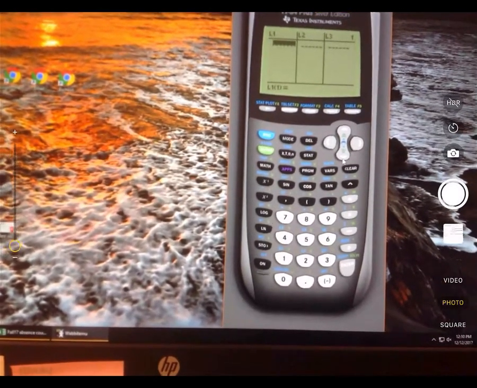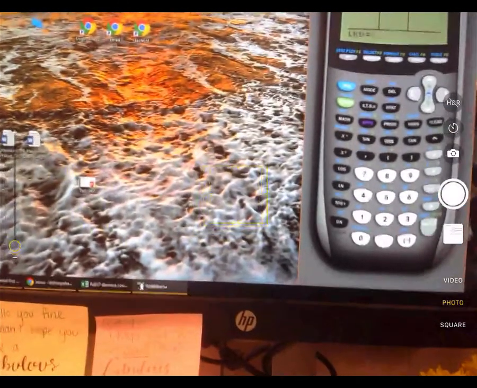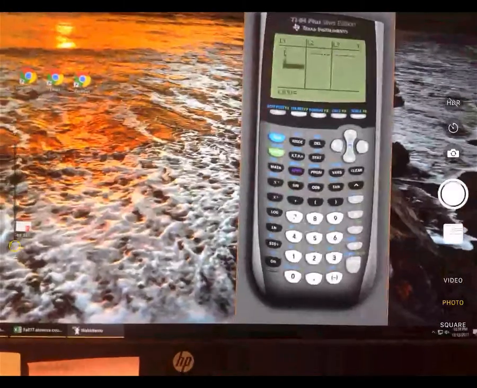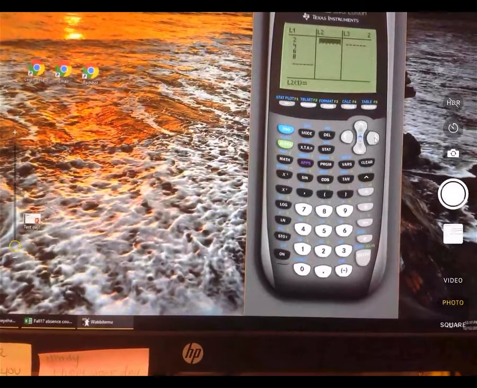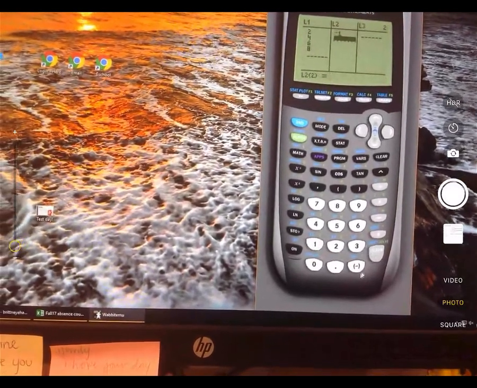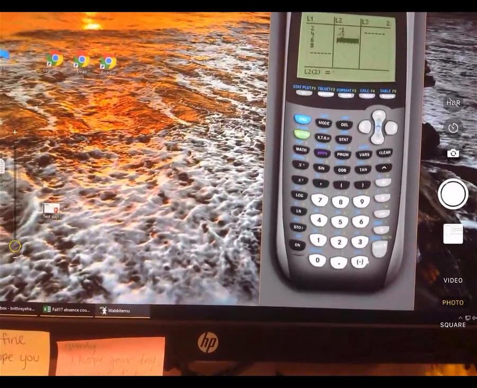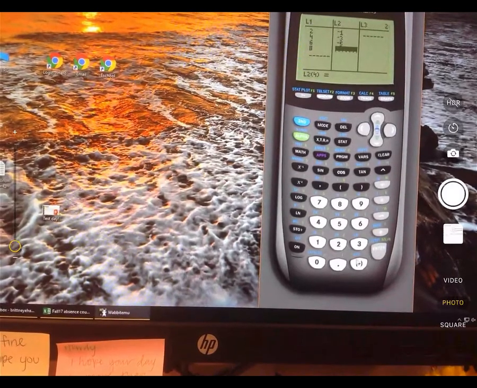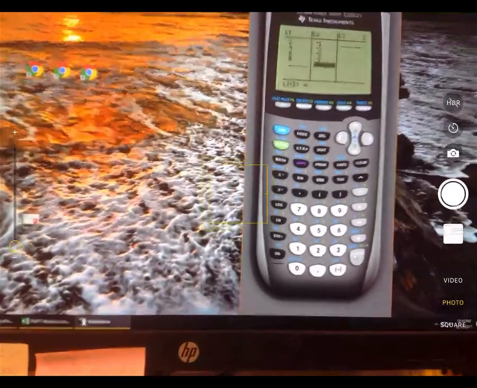Now, for my table that was on my paper, my x values are 2, 4, 6, and 8. So for each of these, you click Enter between them. My y values were -1, -3, -5, and -7. And remember that you click Enter between each of those entries as well.